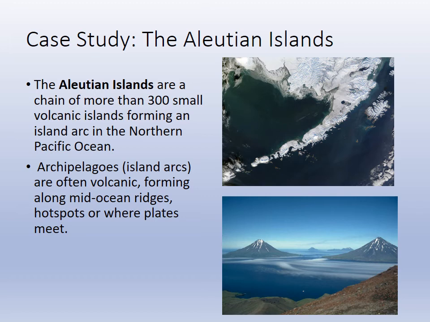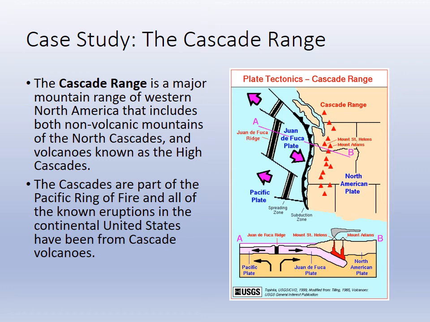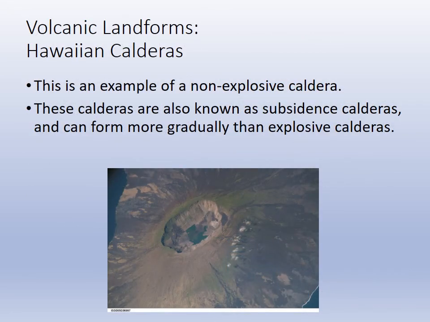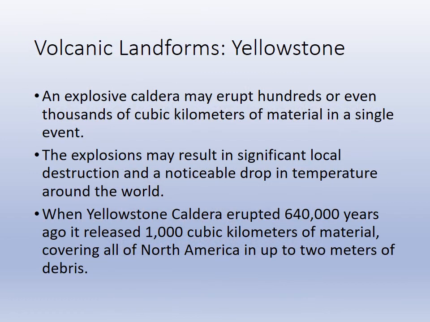The Aleutian Islands, subduction up in Alaska. An archipelago is volcanic islands caused by subduction. The Cascades we mentioned before, caused by subduction. Crater Lake is a caldera of a volcano. Hawaii is one of the more unique areas, has a lot of calderas. And Yellowstone is that supervolcano because it's in the middle of a plate.